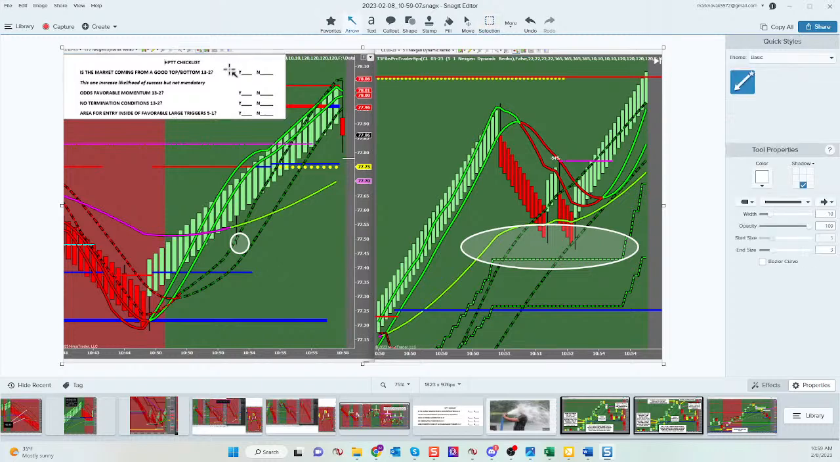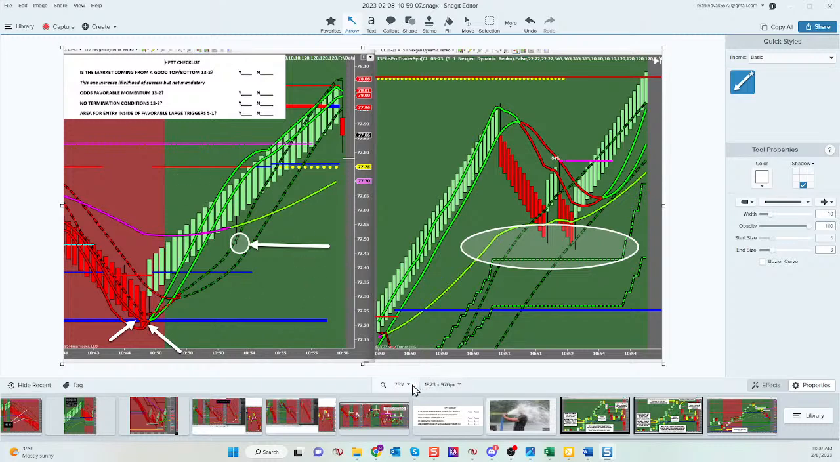Is the market coming from a good top or bottom? Does everyone see the termination condition that creates the full reversal? That is the clinical definition of a strong bottom. Give me a Y in the room. Odds favorable momentum, right? Small's above the large are wide, they're angled in the direction of the trend. Can you see it? Can you identify it? If you can't, that's okay. Let's get you to where you can. Let's help you find the resources.